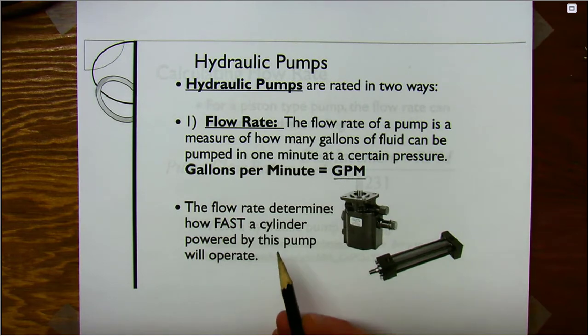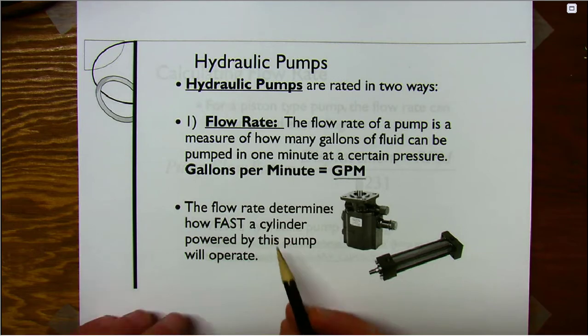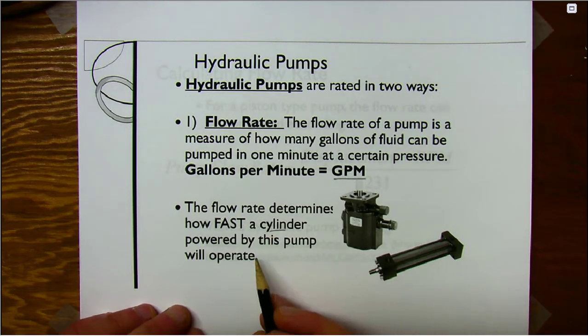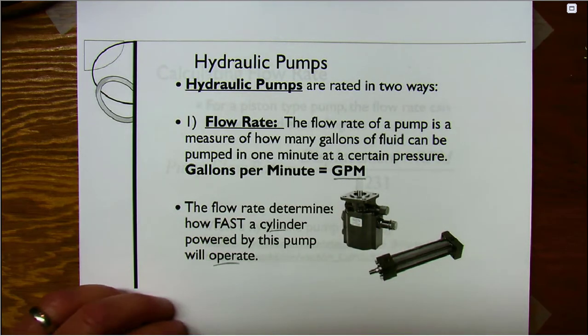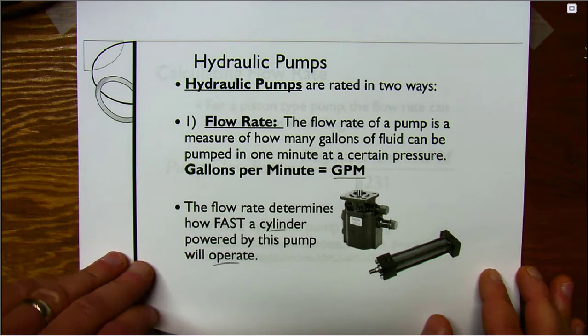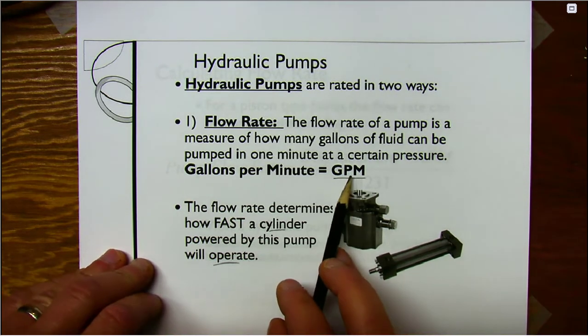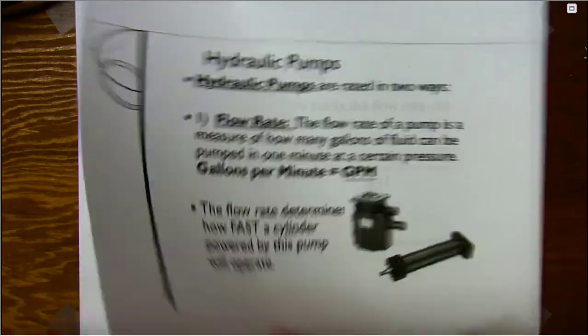And of course, as you can probably guess, that flow rate determines how fast the cylinder or the hydraulic motor that it's operating is going to operate. So in general, the higher the GPM, the faster your cylinder or motor will move. No surprise there. So we can calculate the flow rate in gallons per minute.